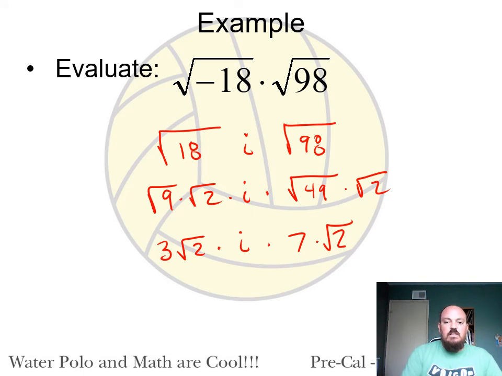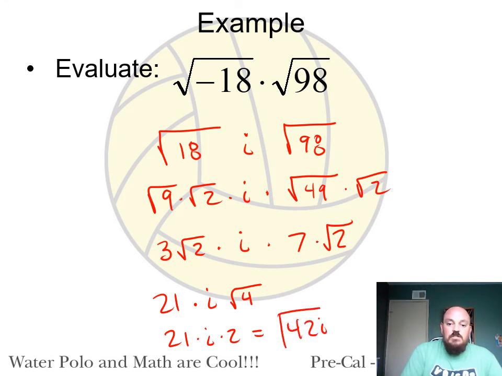So if you start putting things together, what we have is 3 times 7 is 21. We still have that i in the middle. And then you have the square root of 2 times the square root of 2, which is the square root of 4. But that can also be simplified. The square root of 4 is 2. So what we have is 21 times i times 2, and 21 times 2 is 42. So my final answer is 42i.